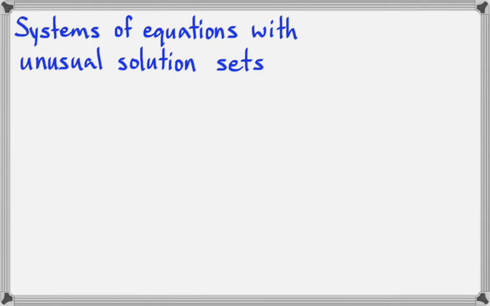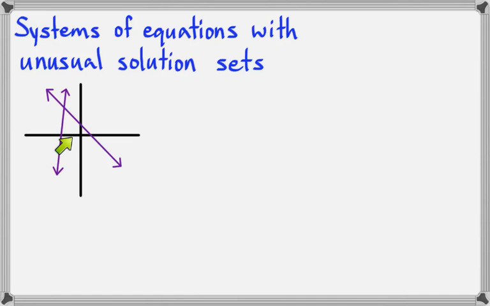In this lesson, we're going to look at systems of equations that have unusual solution sets. Normally, when we solve a system, we're looking at equations that if we graphed them would give us graphs that cross at exactly one point. And that one point is the solution.